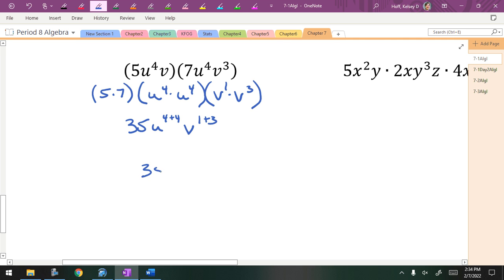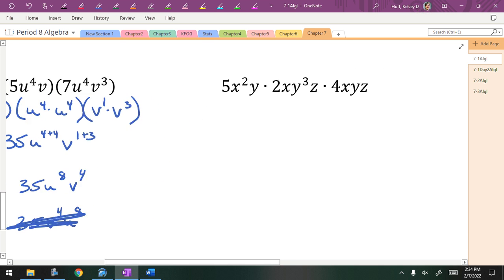I got 35 u to the 8th, v to the 4th. Thoughts? Question. What if I wrote 35 v to the 4th, u to the 8th? Still the same. Multiplication, you can change the order. I will tell you, alphabetical is always nice. T, U, V. That's what you'll find. It will also help you in chapter 8, too, to be alphabetical.